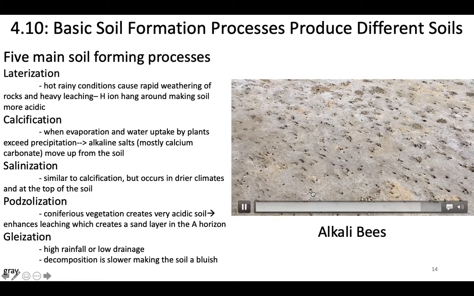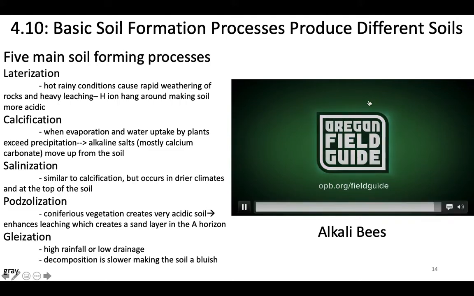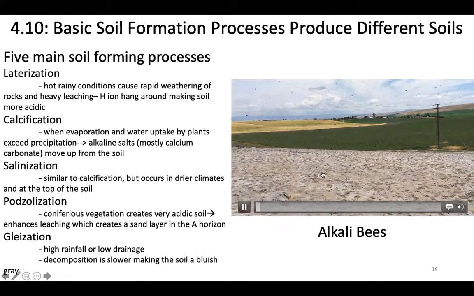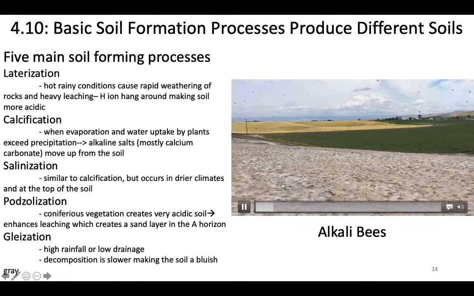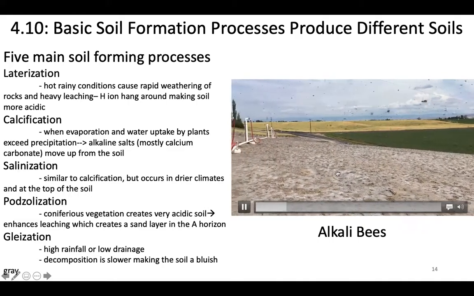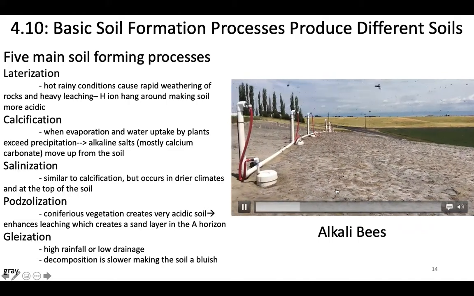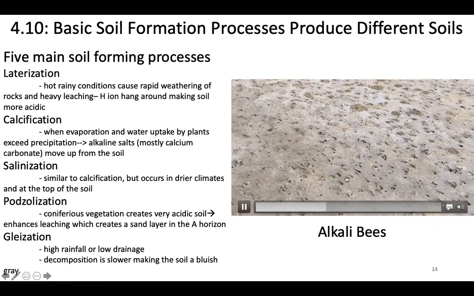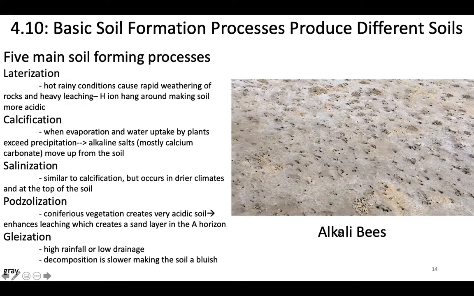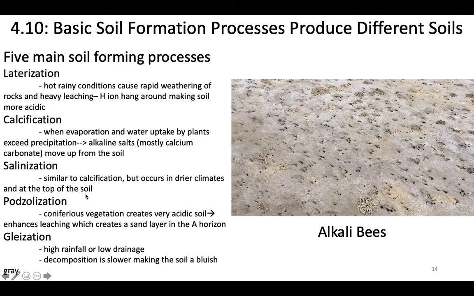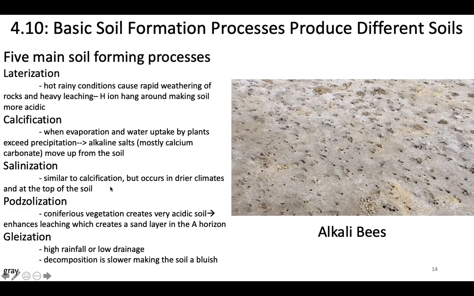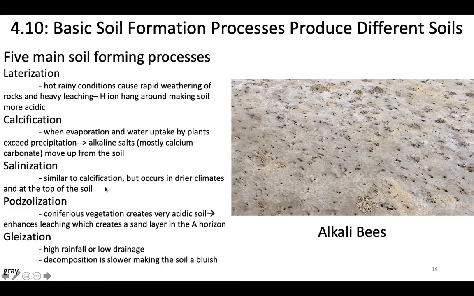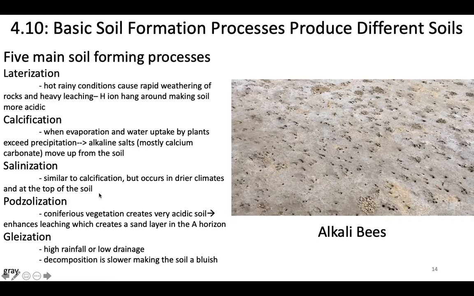These are alkali bees that live in Oregon in this alkaline soil, and this is a huge aggregation of them. They're just massive amounts of bees living in the soil here, and they're called alkali bees because this is alkaline soil. There's also salinization, which is similar to calcification. It occurs in drier climates and at the top of the soil, so very similar.